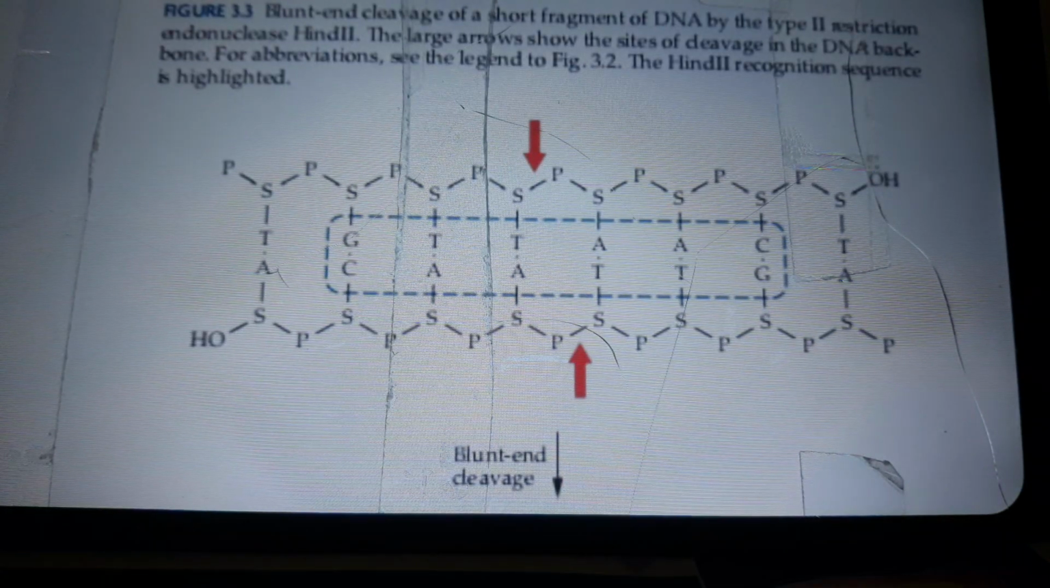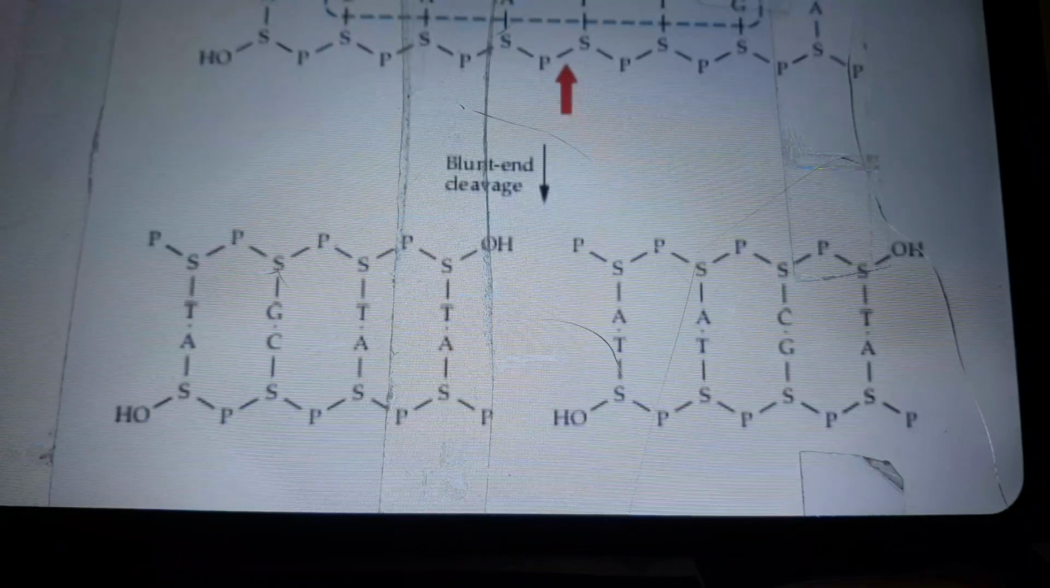Blunt-end cleavage of a short fragment of DNA by the type 2 restriction endonuclease HincII. The large arrows show the sites of cleavage in the DNA backbone. For abbreviations, see the legend to figure 3.2. The HincII recognition sequence is highlighted.